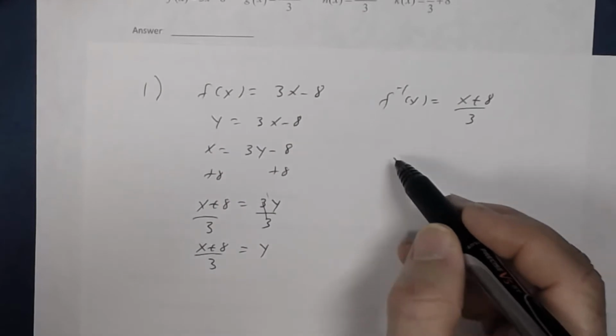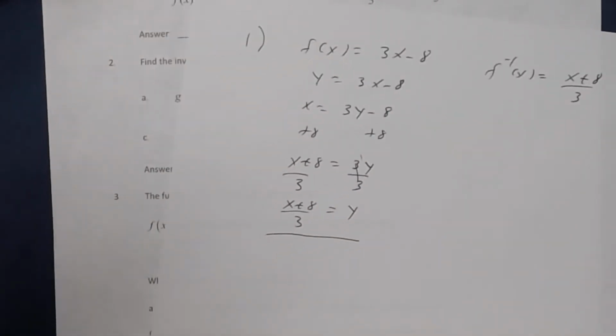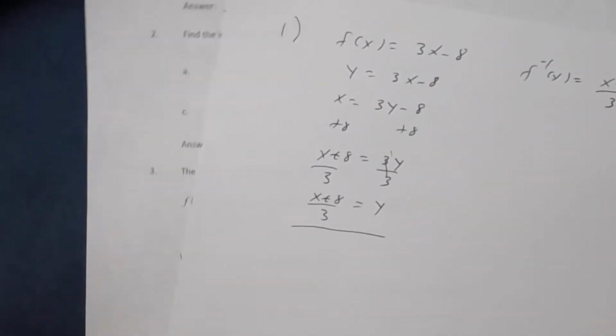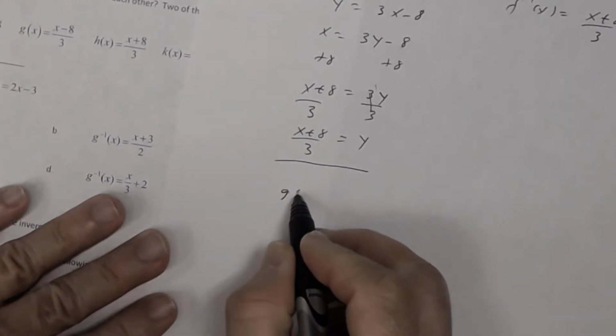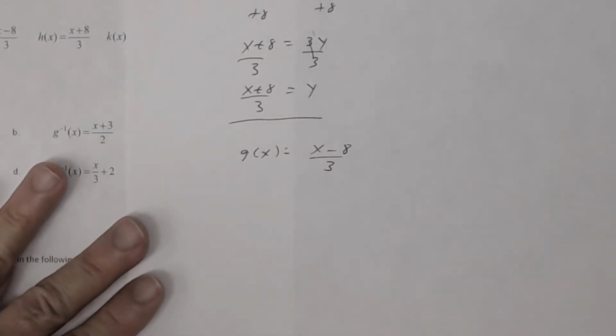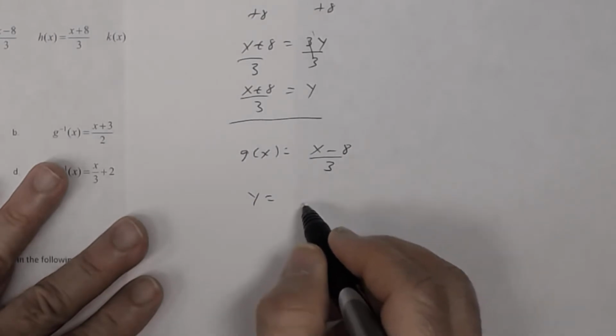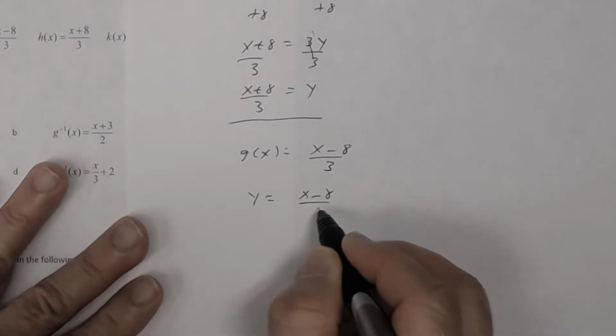Some of you probably would have gone to this one first. So let's look at that. You would have said, okay, I have g of x, which equals x minus 8 divided by 3. If I find the inverse of that one, I get y equals x minus 8 divided by 3.